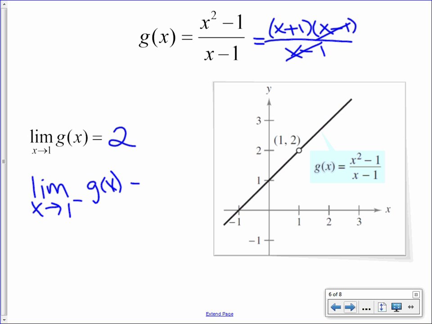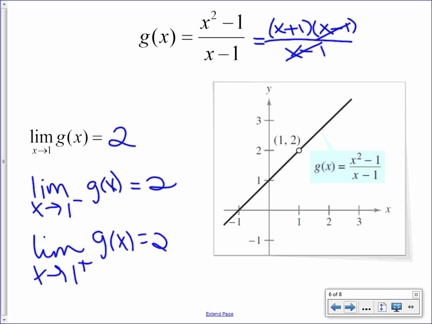is 2. The limit as x approaches 1 from the right side is 2. Those are the same. Now, is this work that I'm going to require of you right here? Hopefully not. You can cancel out the factors and then do direct substitution, but I want you making all these connections here.